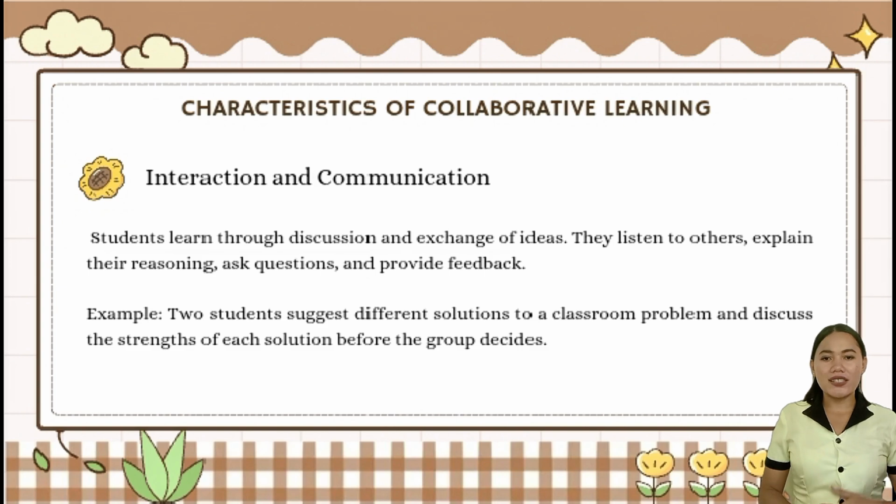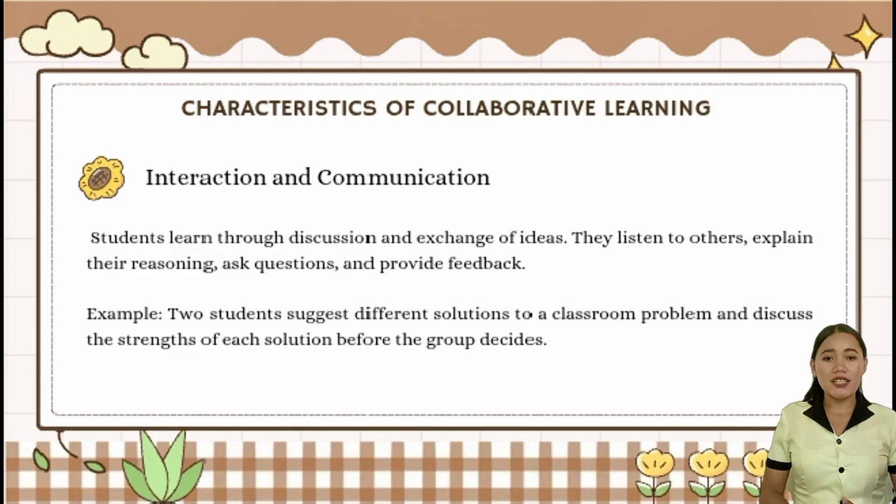The third characteristic is interaction and communication. Students learn through exchanging ideas with one another. They listen, explain their reasoning, ask questions, and respond to different opinions. For example, two students may suggest different solutions to a classroom problem. Instead of immediately choosing one answer, they discuss the strengths of each solution before the group makes a decision. So this demonstrates interaction and communication.